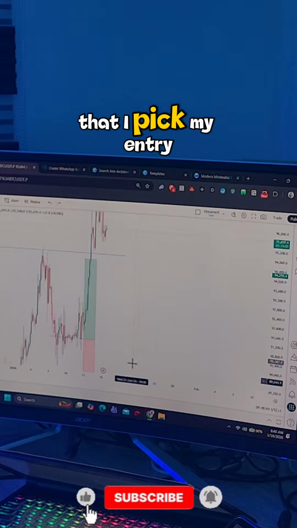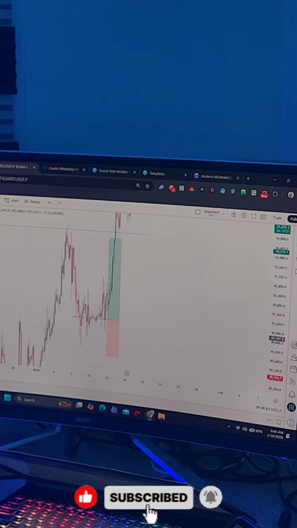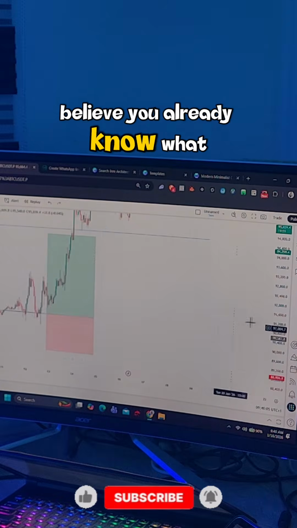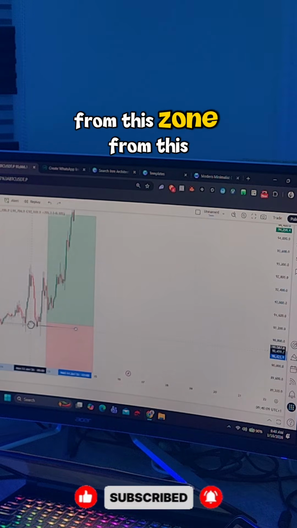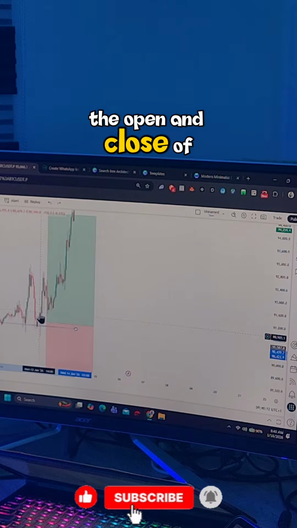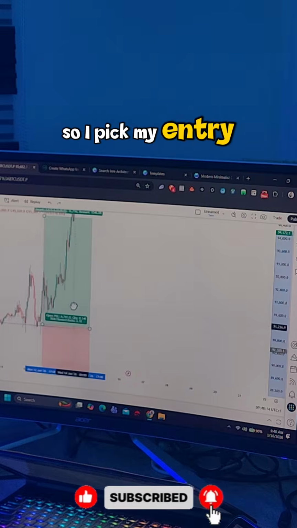So what I do is pick my entry from this place. If you're a student, I believe you already know what I'm talking about. I pick my entry from the open and close of the swing. All right, so I pick my entry from here.